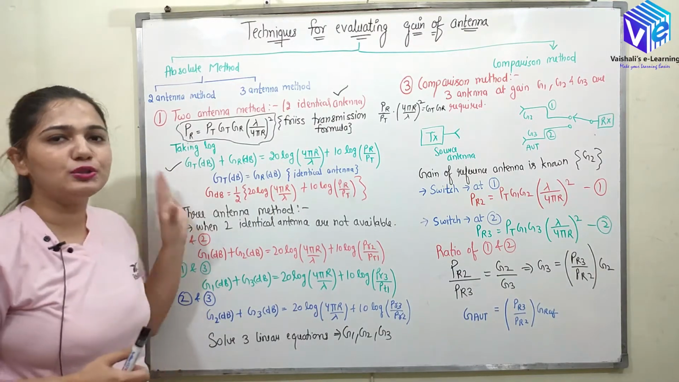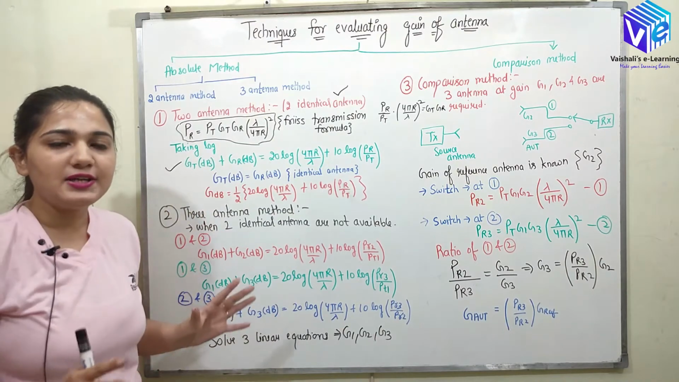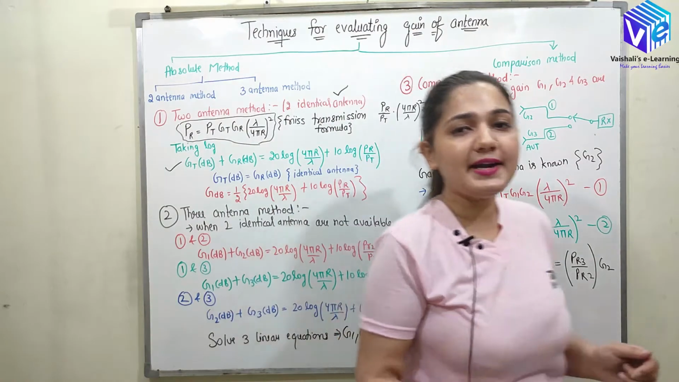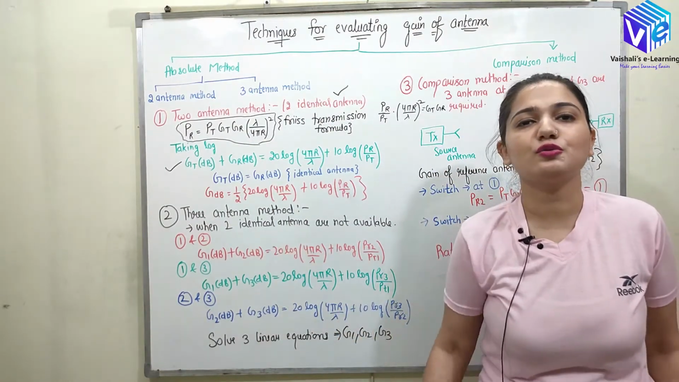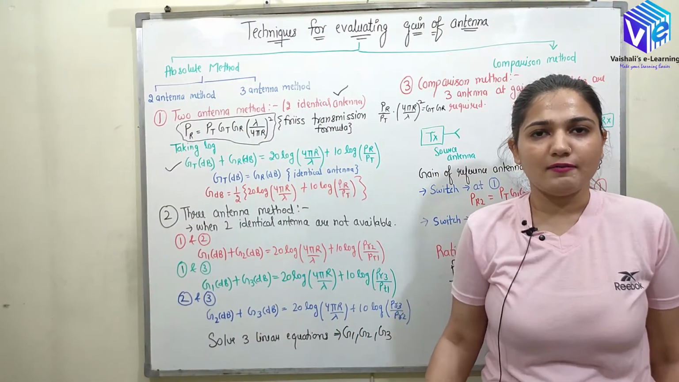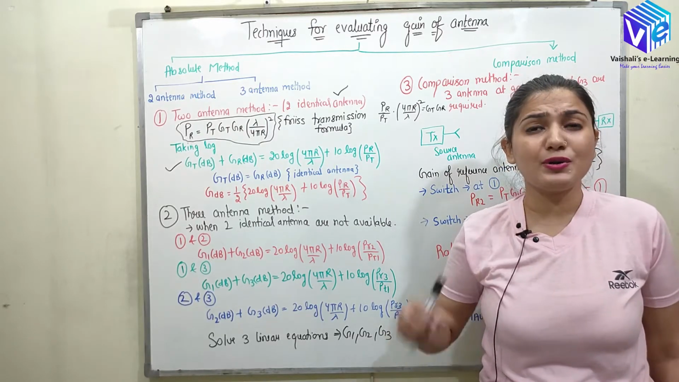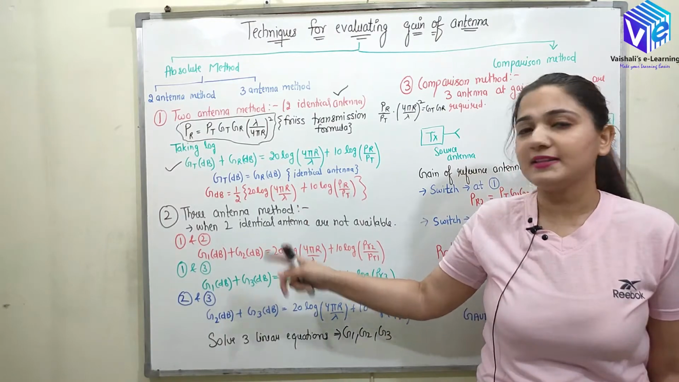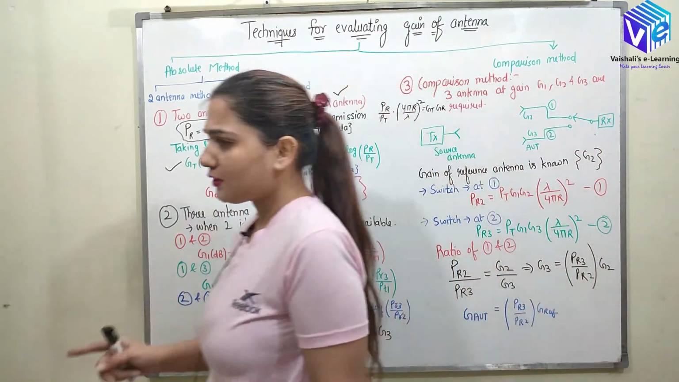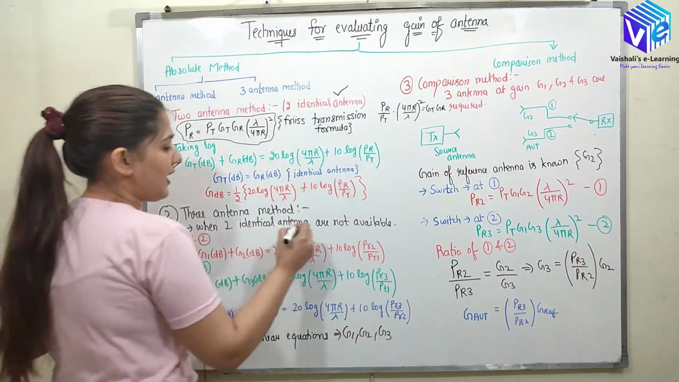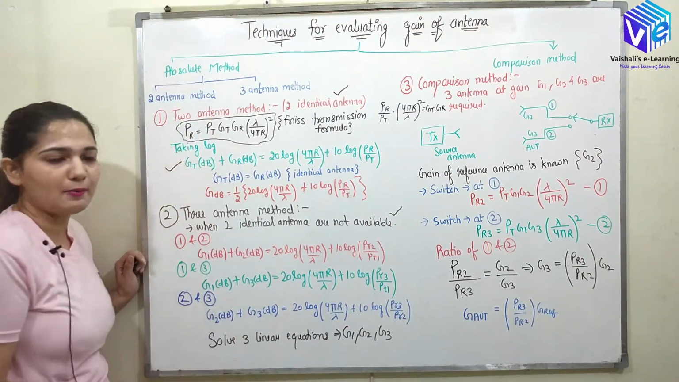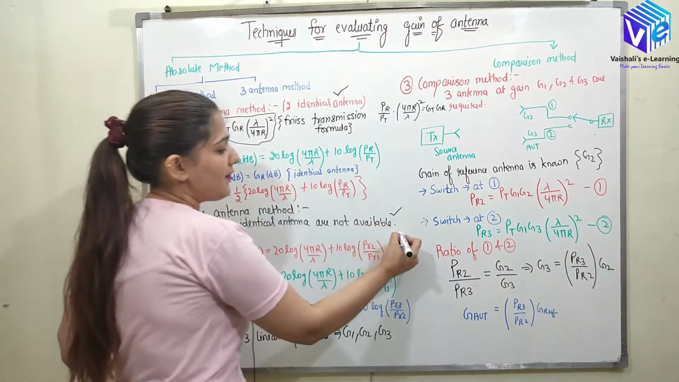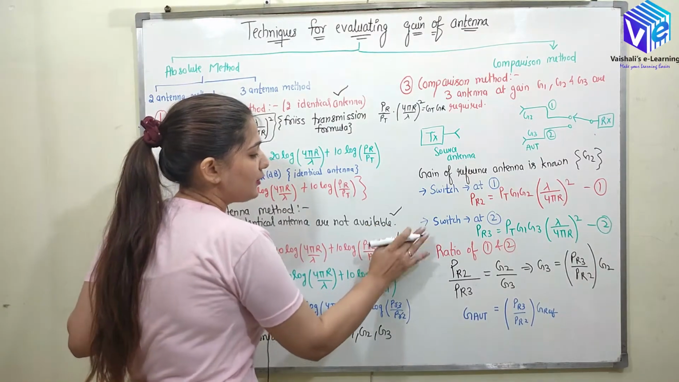So now coming to the three antenna method. In the three antenna method, if I am not able to find two identical antennas, then I will switch to the three antenna method. It is very difficult to find exactly the same gain antennas, so the three antenna method is a more practical method. It is used when two identical antennas are not available. So I will be taking combinations. I will be taking three antennas, 1, 2 and 3.